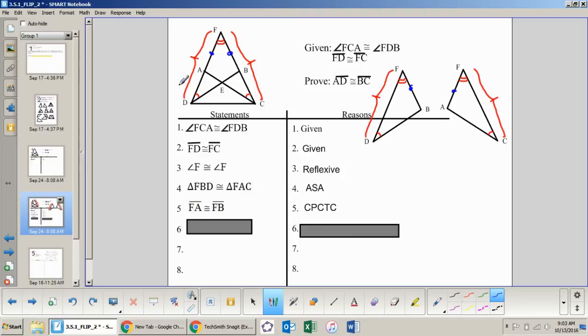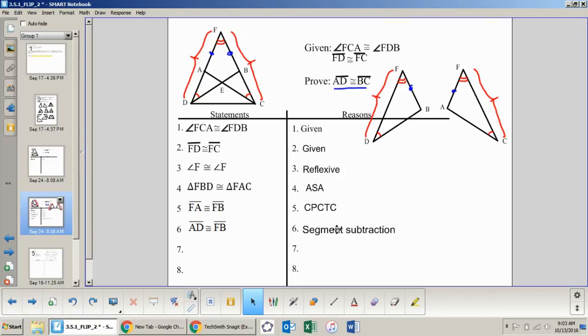Now, to remember, we have to try to get side AD congruent to side BC. And why would these two segments be congruent? Well, looking at the full picture, we have the full left and right sides, and then we have FA and FB. So by segment subtraction, we can get the parts that we're looking for.